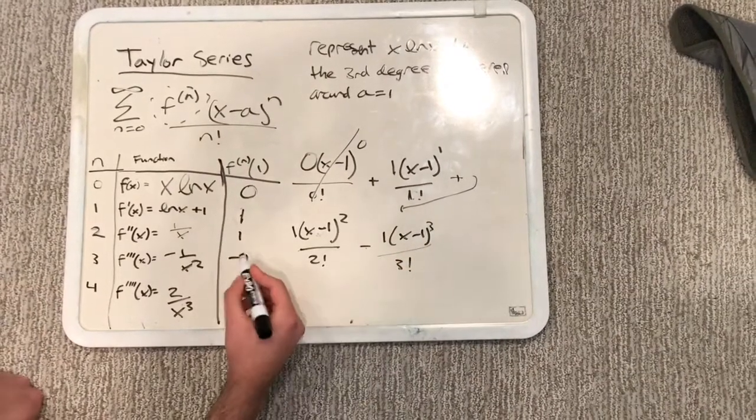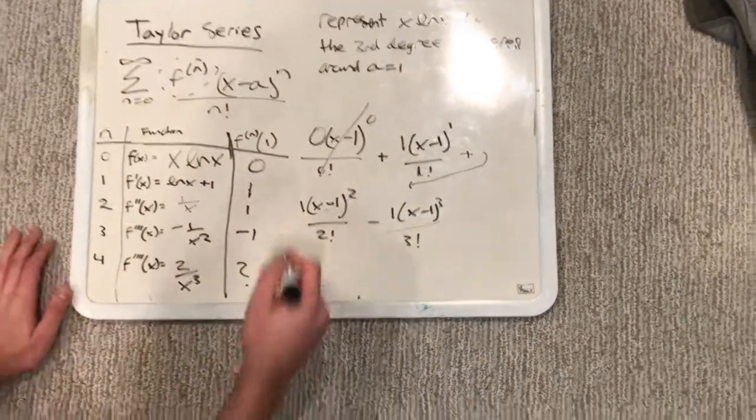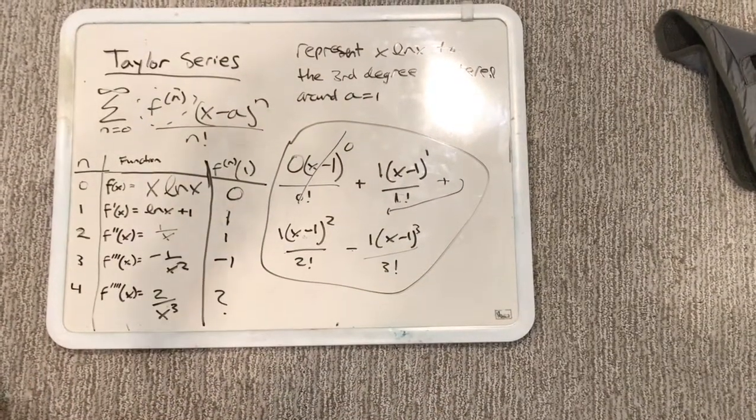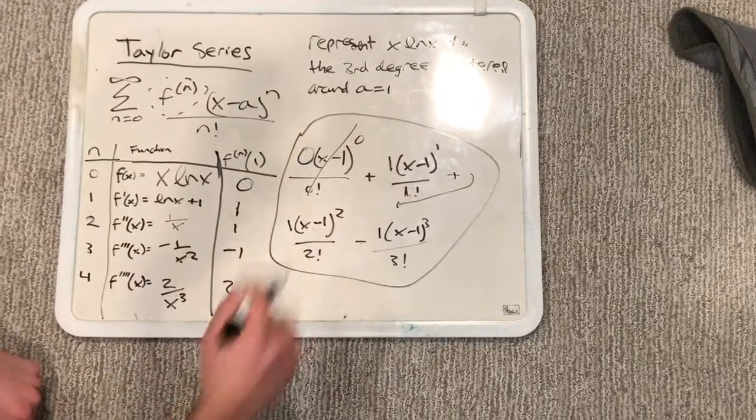And the reason you have this minus is because the coefficient has a minus 2. So this right here is how you represent x ln of x to the third degree centered around a equals 1, because this equals 0. So it's just these.